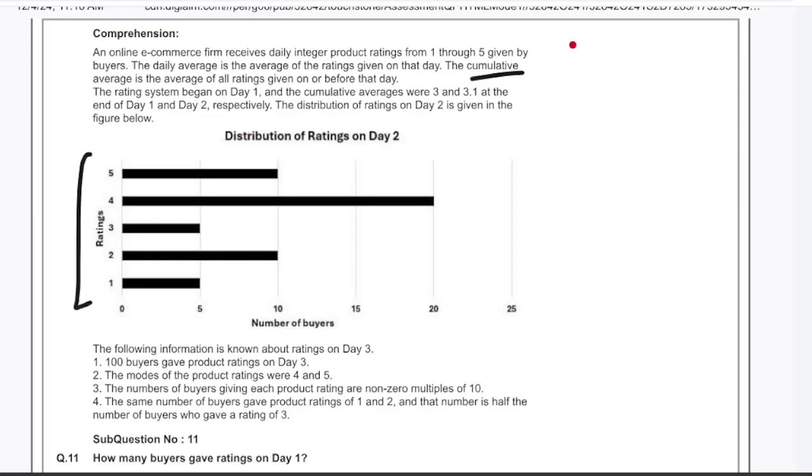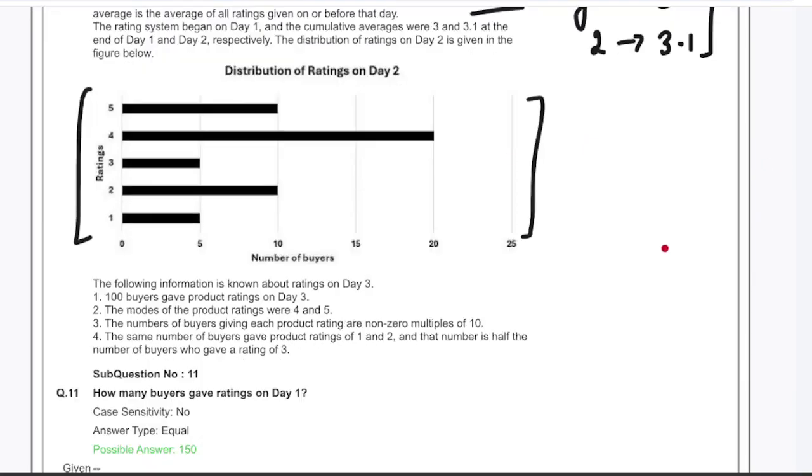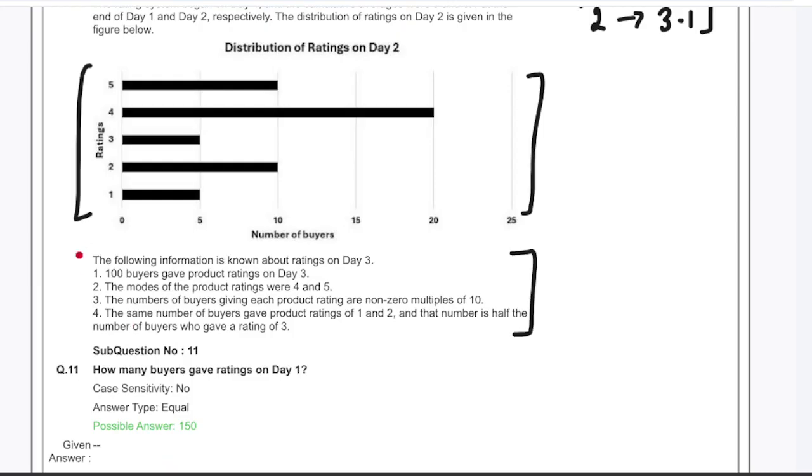So let's understand first of all day 1, where the rating was 3, and day 2, where the rating we are not aware of, but the cumulative rating is 3.1. So let's write the cumulative ratings, the information we have been given, we are just noting them down. Now the day 2 distribution is given, and information about day 3 is also given here. Let's jump to question number 1. How many buyers gave rating on day 1?